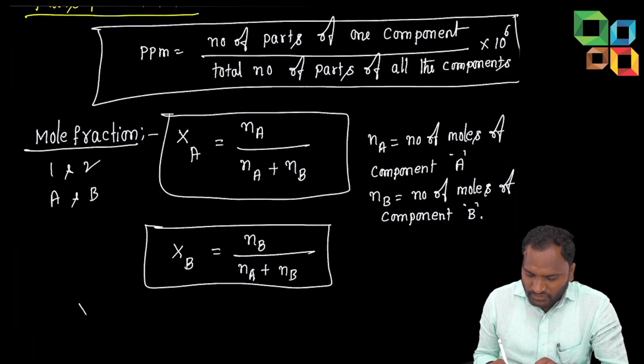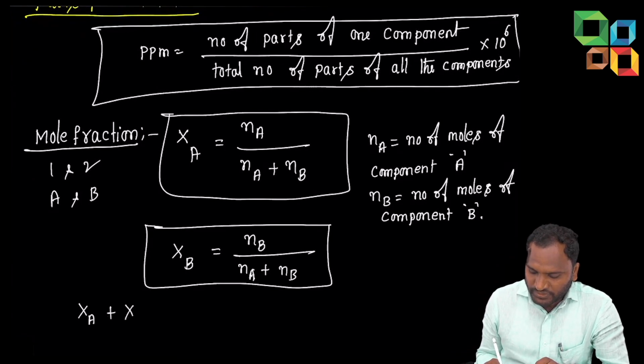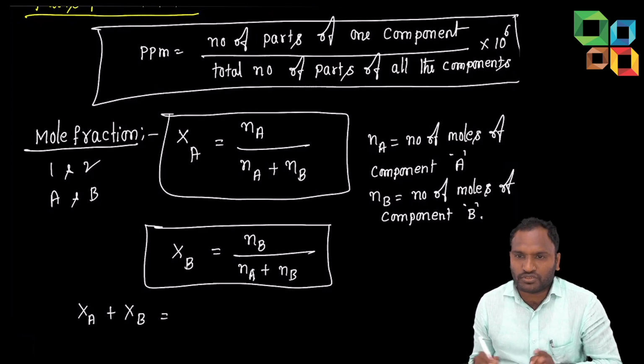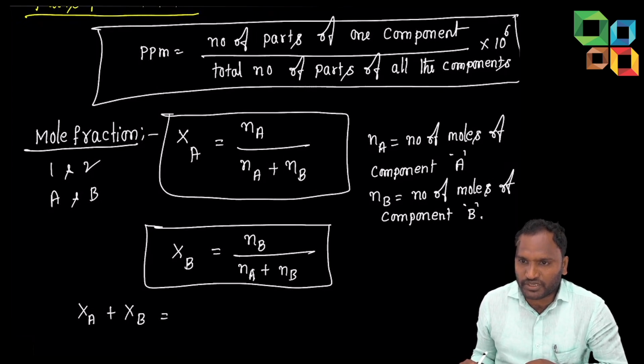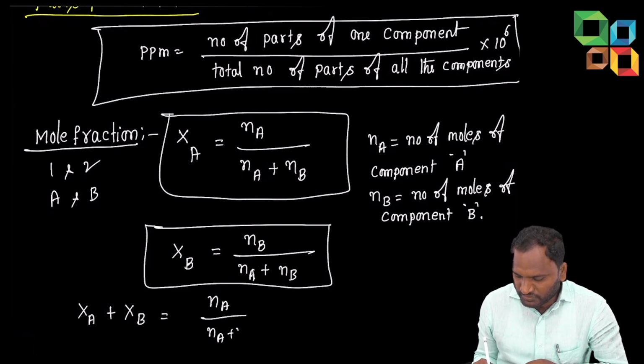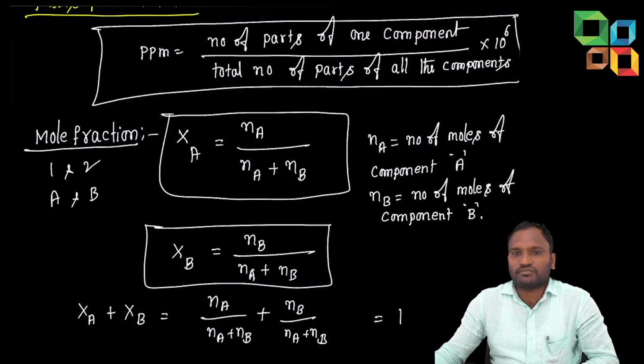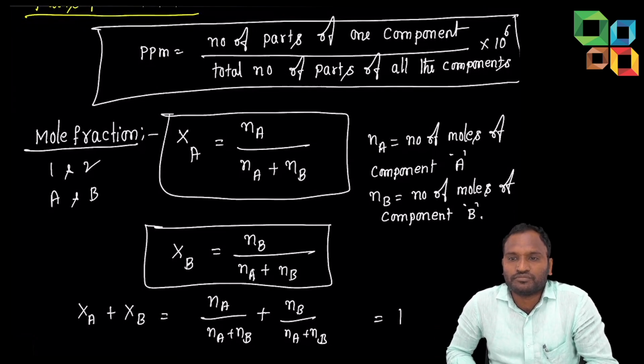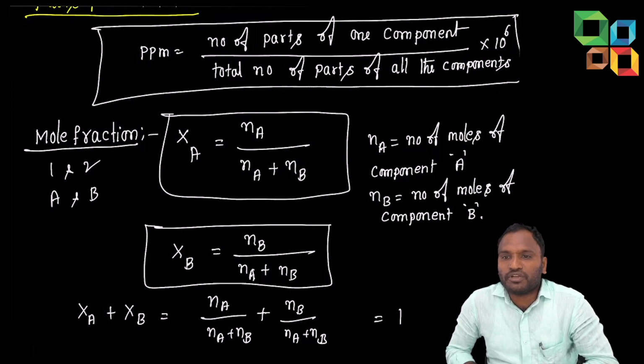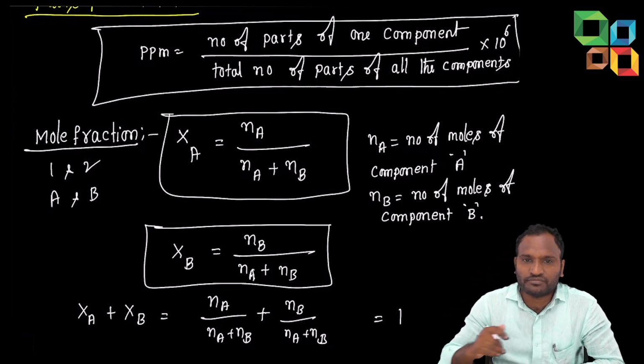Suppose you just add these two, XA and XB, students, the mole fractions of two components. You just add the sum of the mole fractions of the two components: Na by Na plus Nb plus Nb by Na plus Nb. How much will you get, students? It is equal to 1. Yes or no? Yes, sir. The sum of the mole fractions of all the components is always equal to 1.